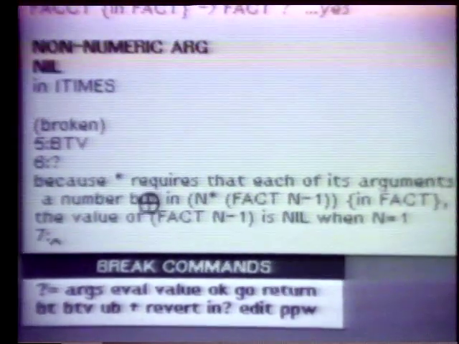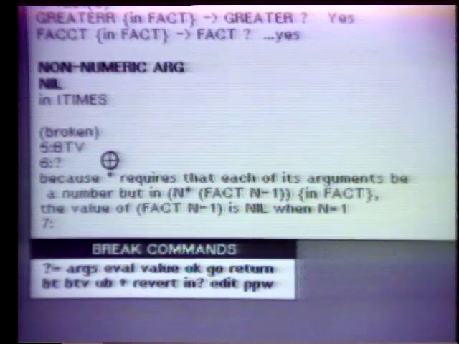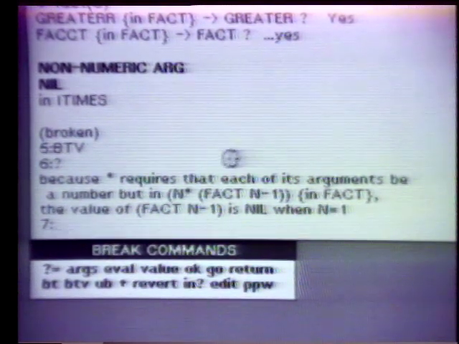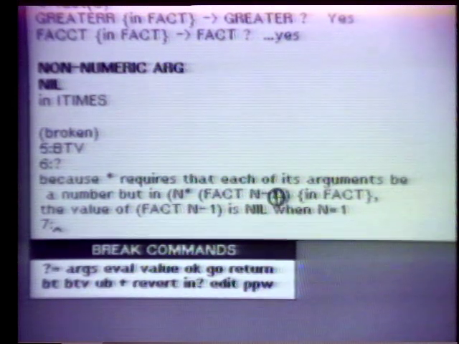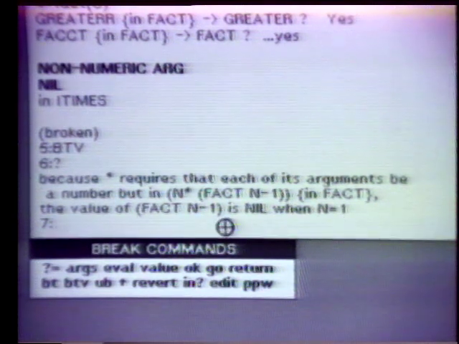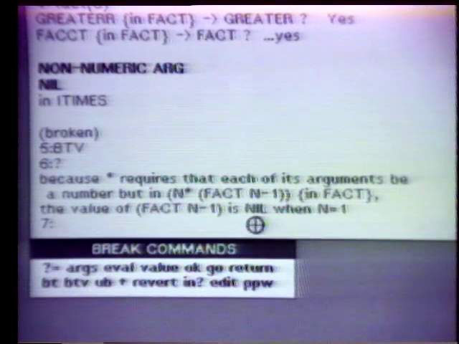In this case, the programmer's assistant finds the error, and using information about times, namely that each of its arguments must be a number, which I knew, it tells me that in the expression n times factorial of n minus 1, which appeared in the definition of fact, the value of factorial of n minus 1 is nil when n equals 1. So basically what happened was when factorial was called with n equal to 0, it returned nil because I forgot to say what to do when n was equal to 0.